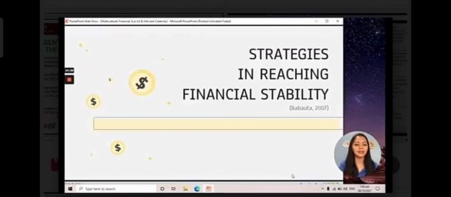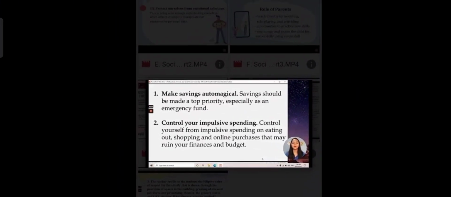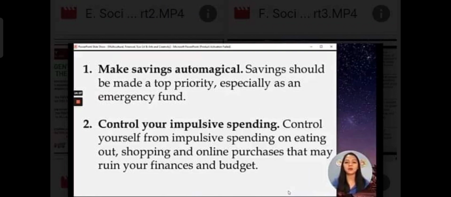We have the strategies for enriching financial stability. Make savings automatic. Savings should be made a top priority. Okay, we should put that all together. After your salary is received, you have to consider the savings. You will put 1,000 a month in your savings.